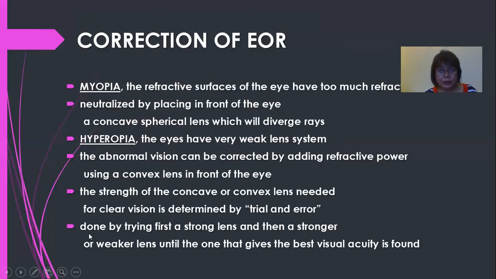So whenever you go to an optometrist or ophthalmologist, they try several glasses in front of you, right? And they first try a strong lens and then a stronger lens or weaker lens until the one that gives the best visual acuity is found. That's how you find the grade of your glasses, the correction of your EOR.